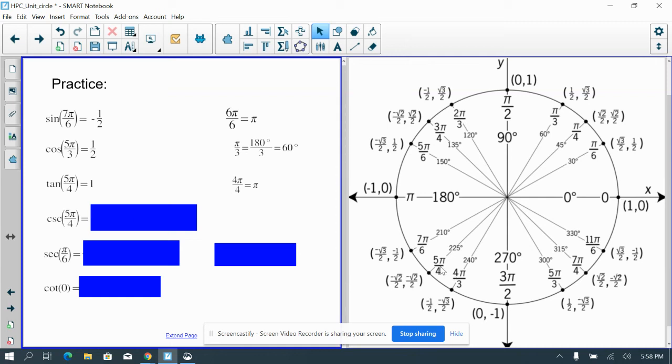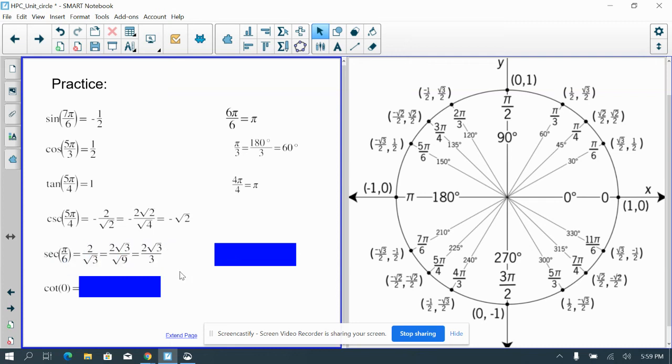The cosecant of 5 pi over 4, cosecant is sine flipped over. So here's 5 pi over 4, sine is y, so it's negative rad 2 over 2. But since it's cosecant, I need to reciprocate that, flip it. Negative 2 over rad 2. Rationalize the denominator, you get negative rad 2. Secant of pi over 6, here's pi over 6. Secant is cosine flipped over, the reciprocal of cosine. So the cosine of pi over 6 is rad 3 over 2, the x value. If I flip that over, I get 2 over rad 3. Rationalize the denominator, you get 2 rad 3 over 3.